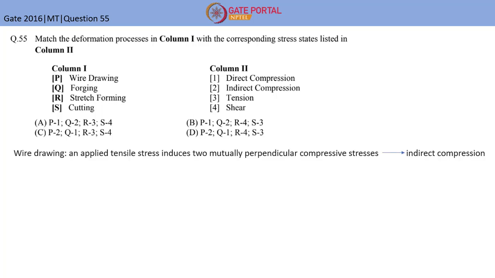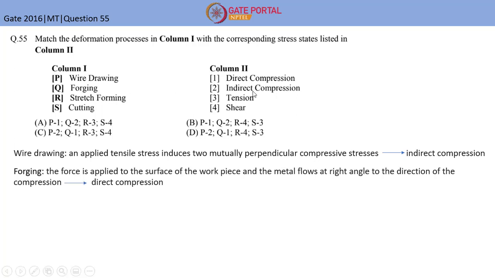First is wire drawing. Wire drawing is when we apply an external tensile stress which induces two mutually perpendicular compressive stresses. So if we try to pull something out of a narrow hole, then because of that narrow hole, two mutually perpendicular compressive stresses act, which gives thinning of that wire, and we are able to draw wire of lesser cross section than the earlier one. So that is wire drawing. Here we are applying a tensile force, but which is giving compressive stress near the hole, which is indirect compression. So P corresponds to 2.